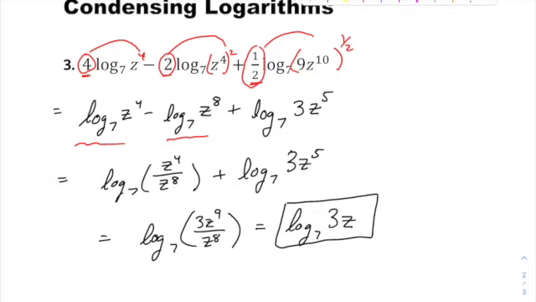So this one I took 2 steps to do. I condensed these, and then I condensed these 2. But in the future, you might really go right to this step by just saying, hey, anything going from here to there that's a minus means I'm dividing by that argument. Anything that's a positive means I'm multiplying.